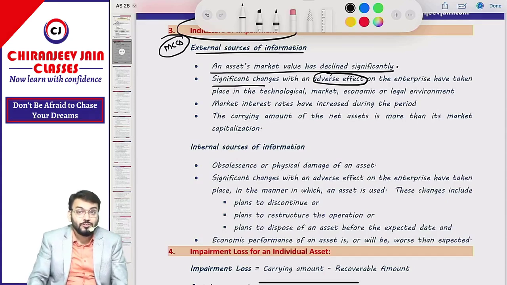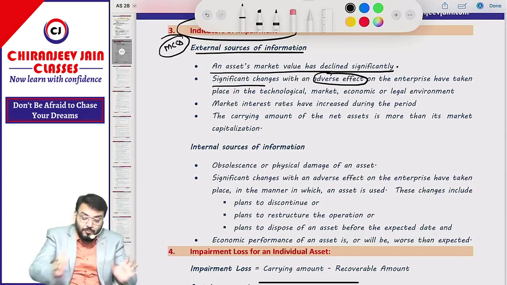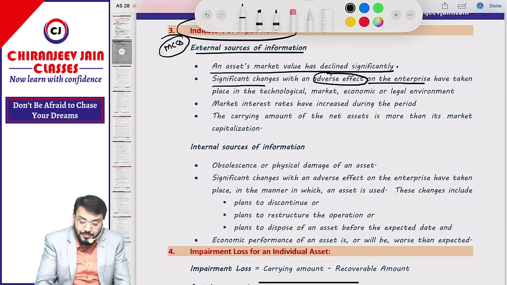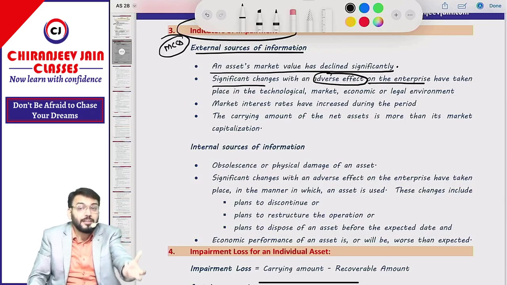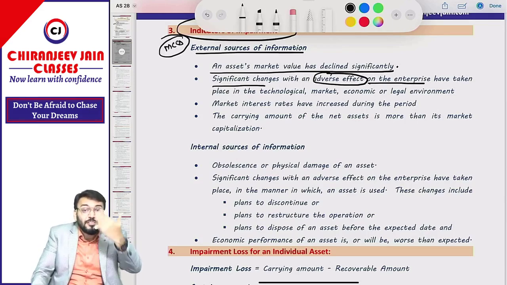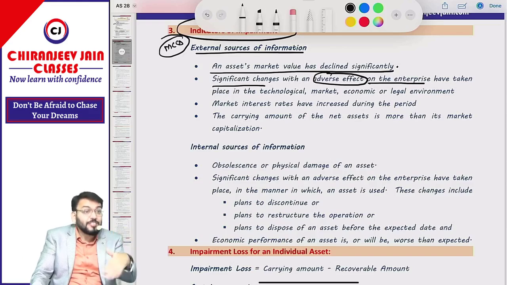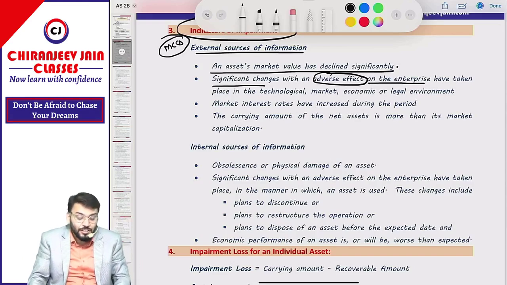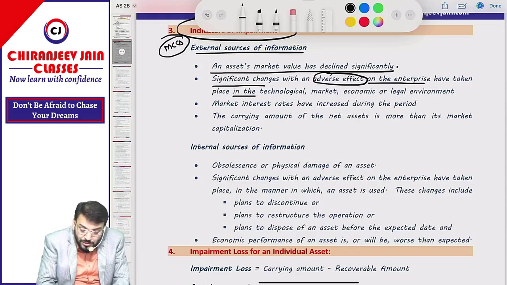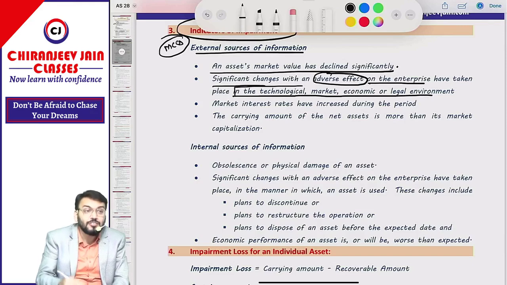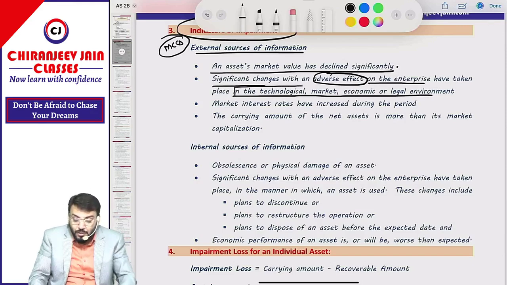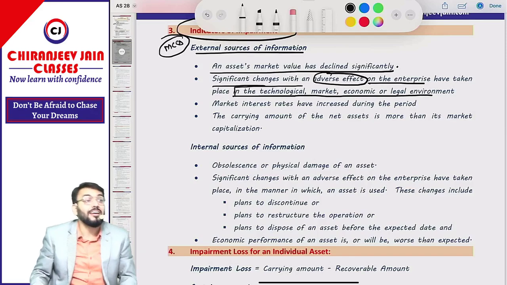Second, there are significant changes with an adverse effect. Some significant changes with an adverse effect on the entity have taken place. A significant event has taken place in the market which has given some adverse effect on the entity. Adverse means negative effect on the entity due to changes in the technological, market, economic or legal environment.